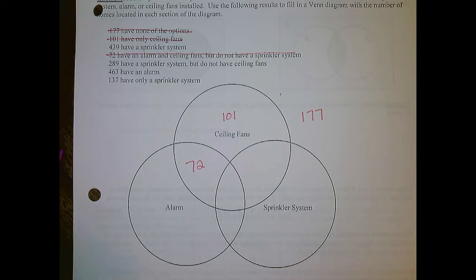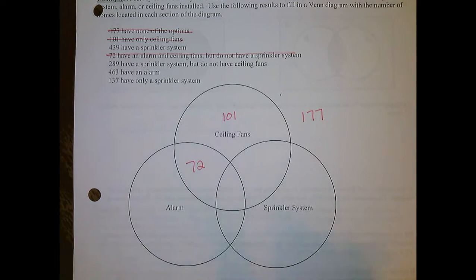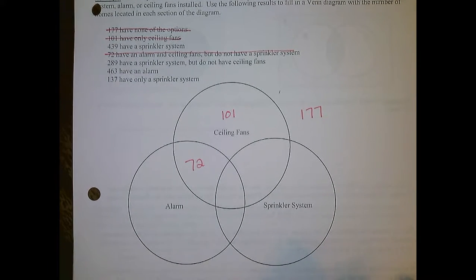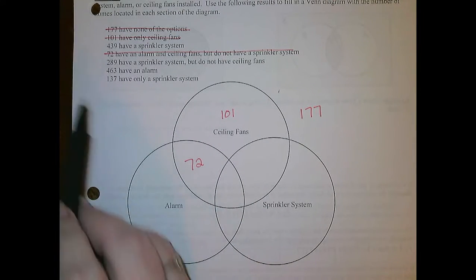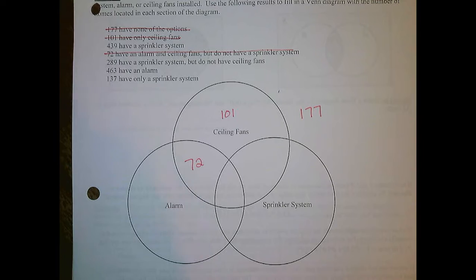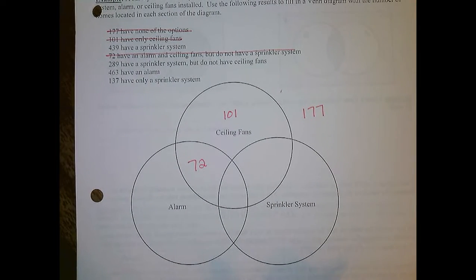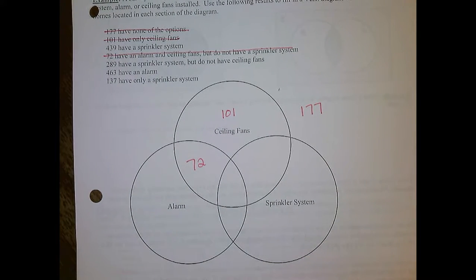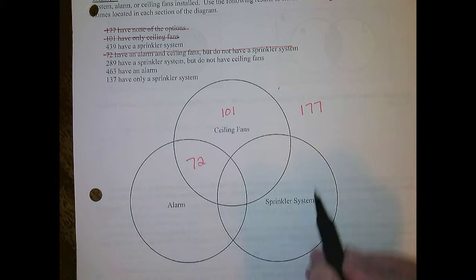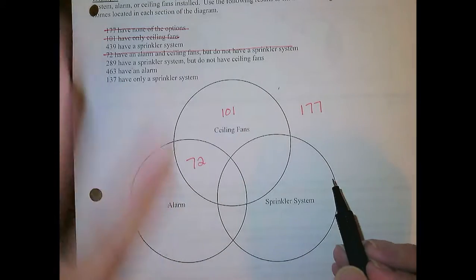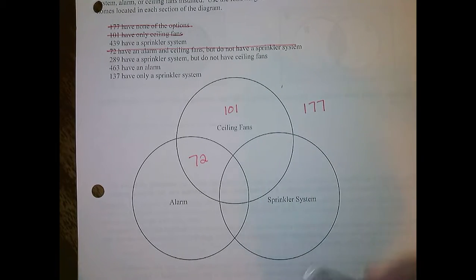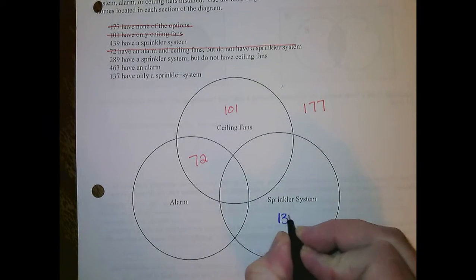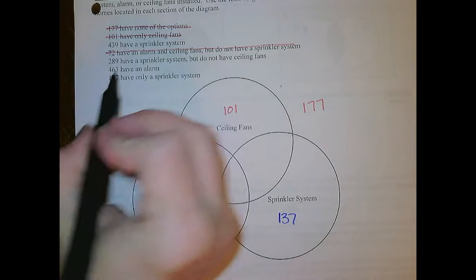Okay, so picking up where we left off on this example, if you've read through all of this information, I think that the first easily identifiable region from the rest of this information is probably this last piece right here. They tell us that 137 homes have only a sprinkler system. So again, if we're looking at the region that contains sprinkler systems but excludes ceiling fans and alarms, that would be this region here. And so I'm going to put 137 for the number of homes that would fall within that region.